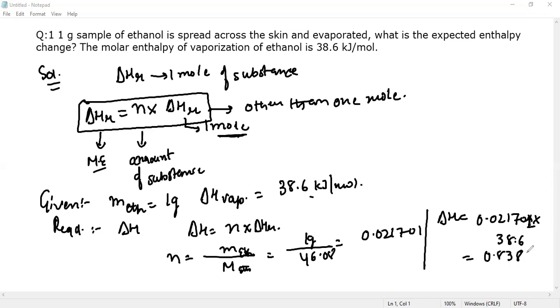0.838. Okay, and delta H will be in kilojoules, right? And if you want to play around with the decimal and this kilo here, this will be 10 to the power minus 3, this will be 10 to the power 3. So what will be the answer in joules? It will be 838 joules, right? Now let's go ahead and try to solve the next question here.